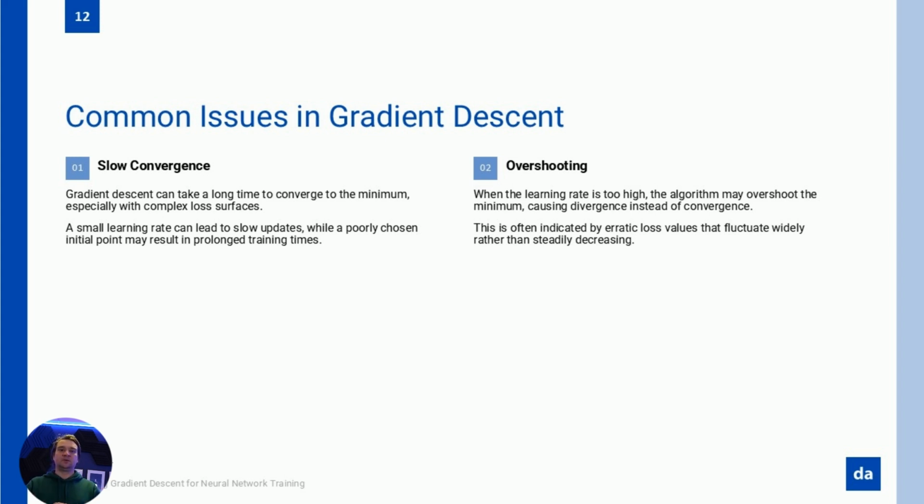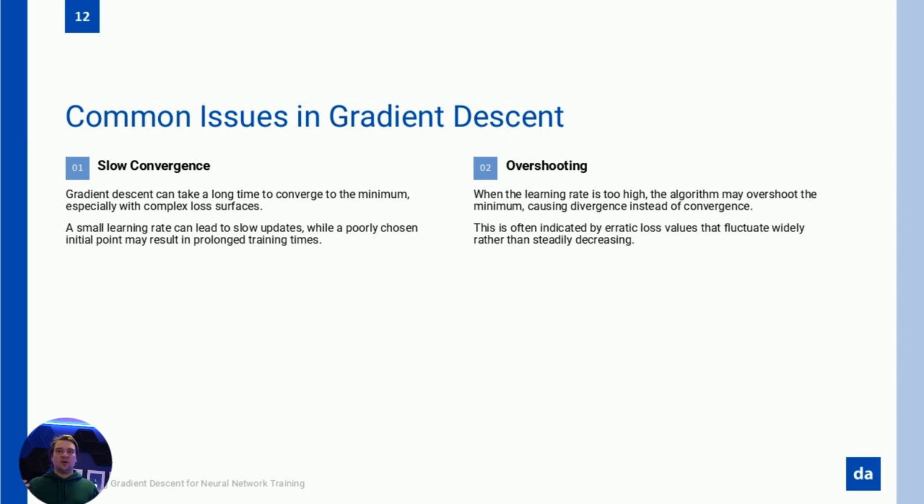It's like trying to assemble IKEA furniture. You've got the instructions, but things still go wrong. In machine learning, 2 of the most common issues are slow convergence and overshooting. These challenges can stall your progress or even derail your training entirely. So let's break them down and see what's really happening under the hood.